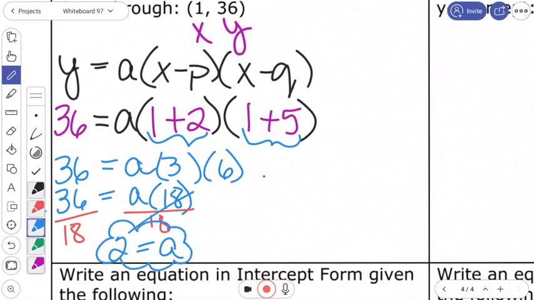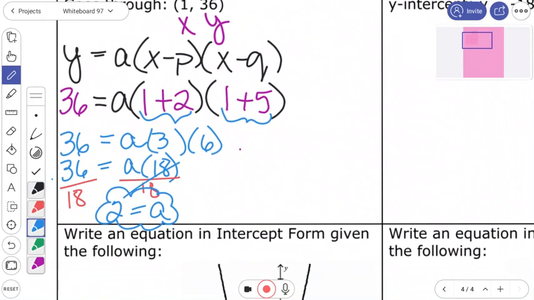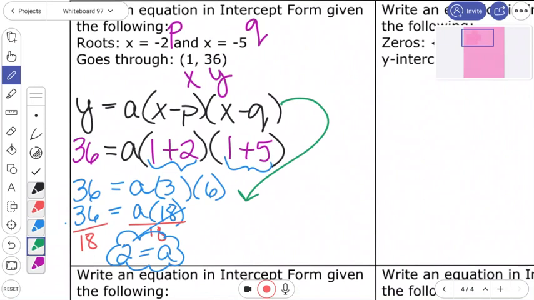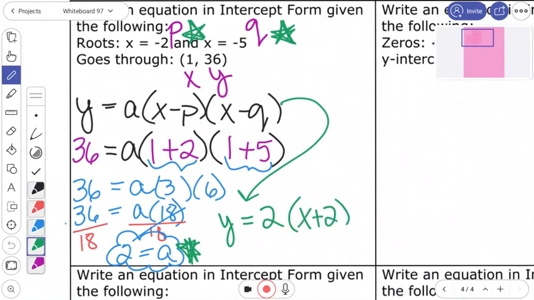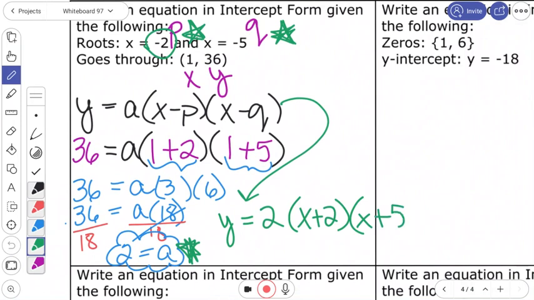So now all we need to do is take the general form of this equation and sub in our 3 values. We're subbing in a, p, and q. So y equals our a value of 2 times (x plus 2), because remember the sign changes when you sub it into your equation, times (x plus 5). There you go.